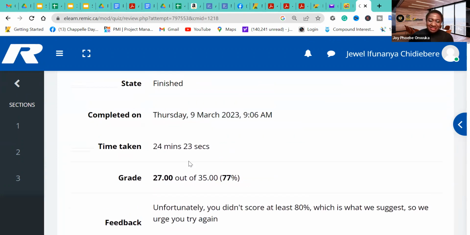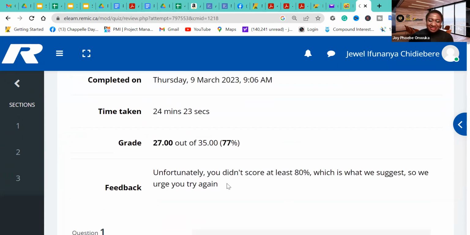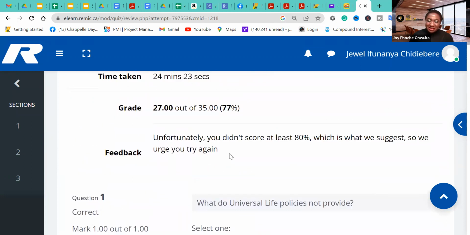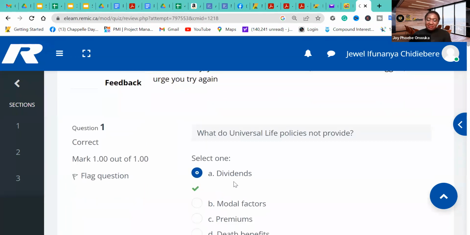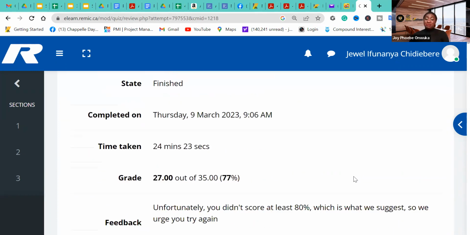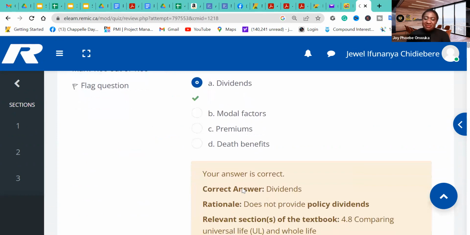After you see this finished, 24 minutes. We did this in 24 minutes. Grade is 77%. Unfortunately, you did not score at least 80%, which is what they recommended. So they recommend you score 80%, and so we urge you to try again. The recommendation is to aim to score 80% when you are doing all these practice questions. Now you have an edge because you're with me and you are watching this. By the time you do this on your own, you have an advantage.